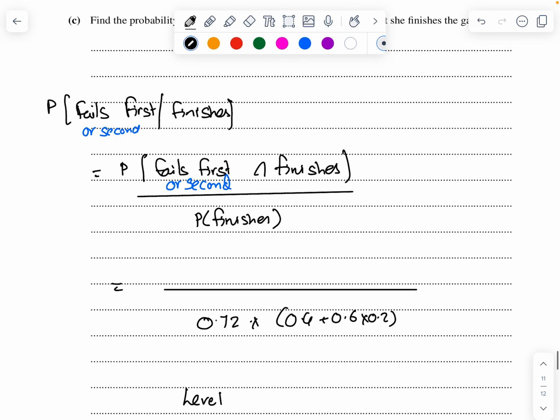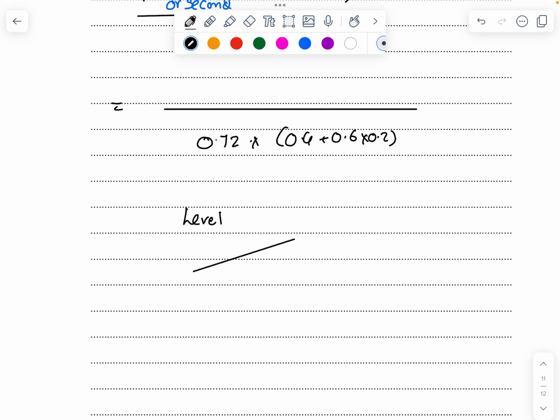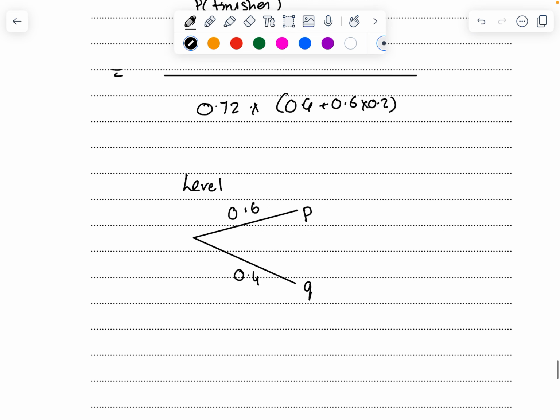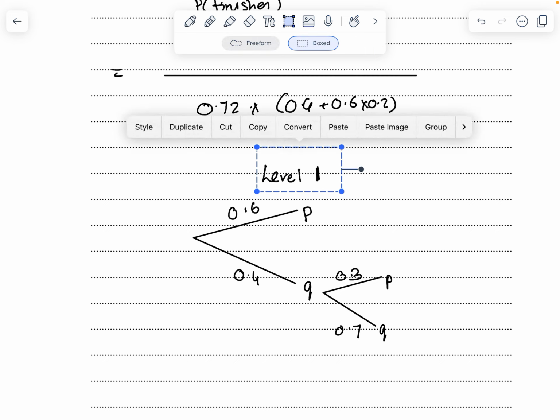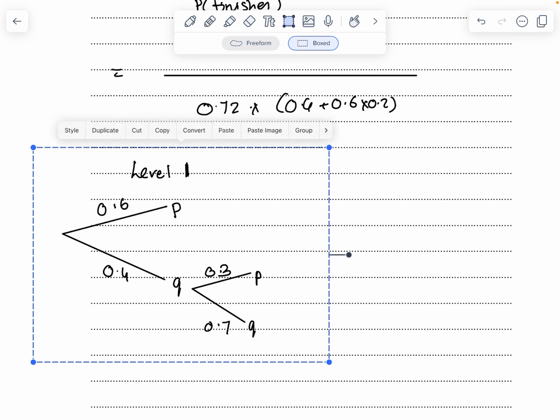Level 1. The probability of success is going to be 0.6, so failure is going to be 0.4. If she fails the first attempt, then to complete the game at the second attempt, success is again 0.3 and failure is going to be 0.7. This is for level 1. Now this happened in level 1.